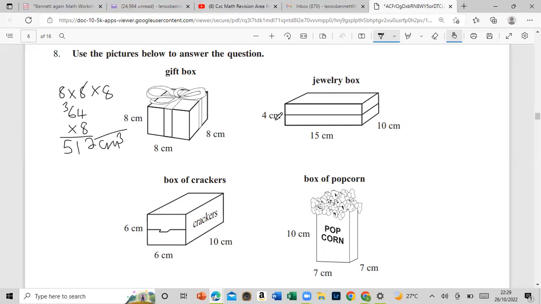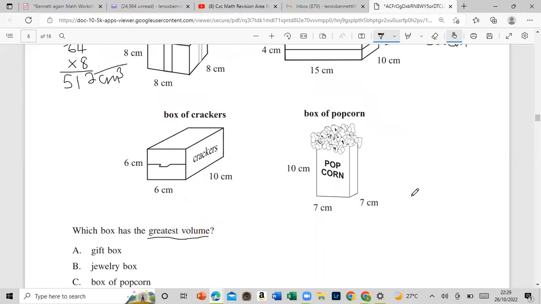So let's do this way now. So we have 4 times 15, that is 60. Times 10, so this gives us a total of 600. Again, we're going to look at all of them just to compare. We're not just choosing one answer or looking at it and saying, oh yeah, that's it. Alright, let's look at this one now. 7 times 7, that's 49. So we have 49 multiplied by 10, which is 490. It's definitely not the popcorn. So let us move on.